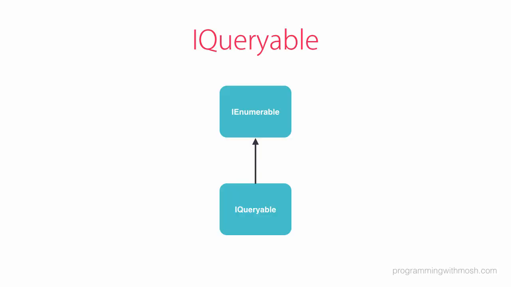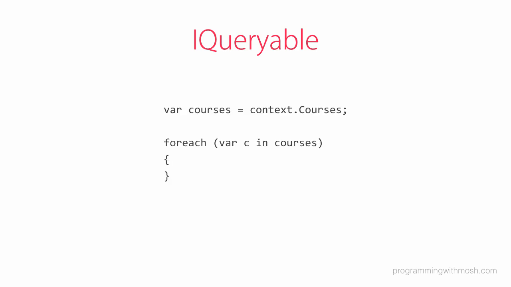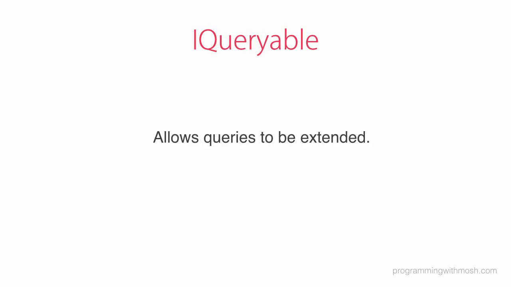So IQueryable derives from IEnumerable, and essentially anything that is queryable is also enumerable. So we can iterate over them using a foreach block. That's why we could iterate over our courses variable and display them on the console. Now you might be wondering, what is the difference between IQueryable and IEnumerable? IQueryable allows queries to be extended without being immediately executed. Let's do a quick experiment and see this in action.